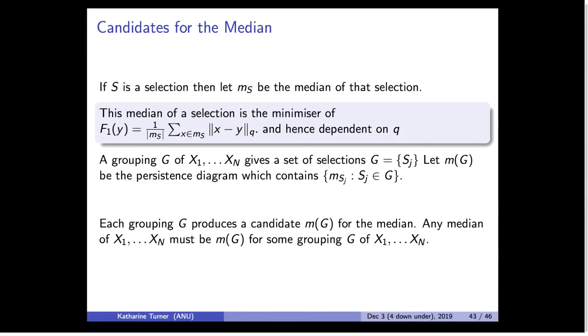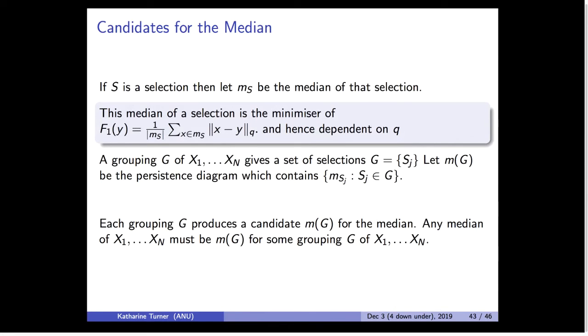The median has the same story. I have a selection. This one shouldn't have the typos, thankfully, because I copy and pasted from this. So I have a selection, and then I want a median of that selection. The median of the selection is going to be the thing that minimizes the sums of distances. Again, it's dependent on that choice of Q. And I have those groupings, which are those sets of selections, and then my candidate median from that grouping is just going to be that multi-set that comes one from each selection.